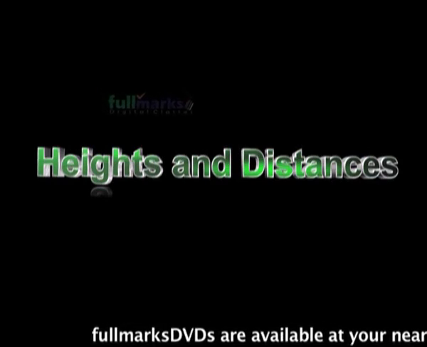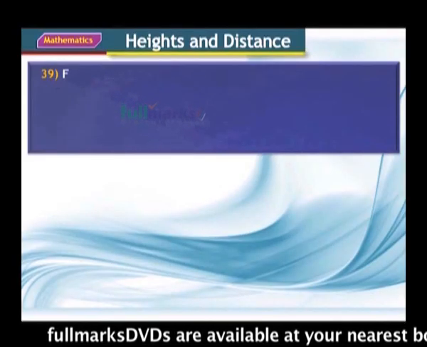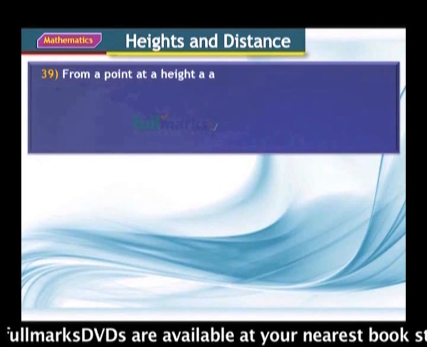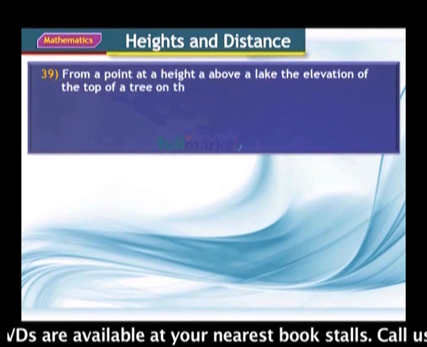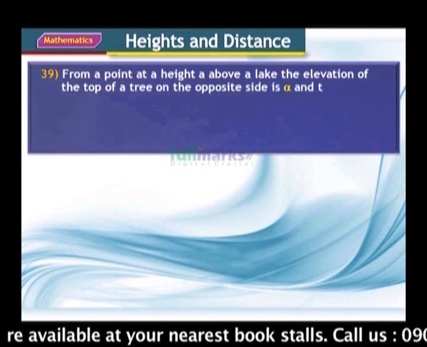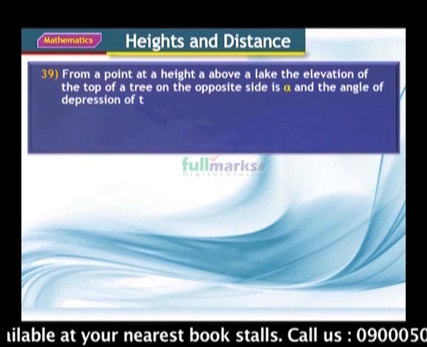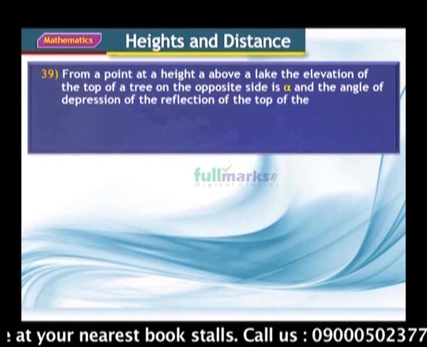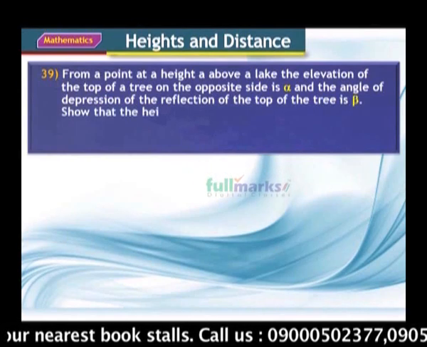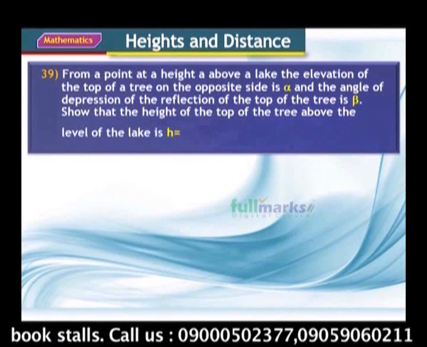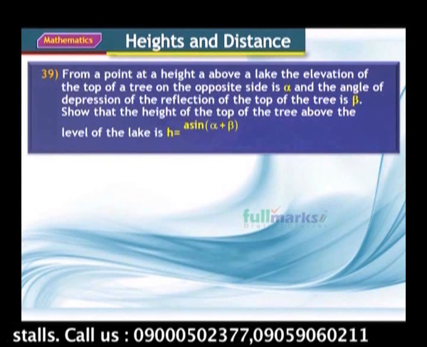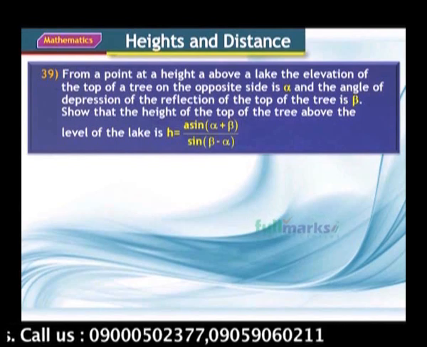Question from heights and distances. Question number 39. From a point at a height a above a lake, the elevation of the top of a tree on the opposite side is alpha, and the angle of depression of the reflection of the top of the tree is beta. Show that the height of the top of the tree above the level of the lake is h equal to a sine of alpha plus beta by sine of beta minus alpha.